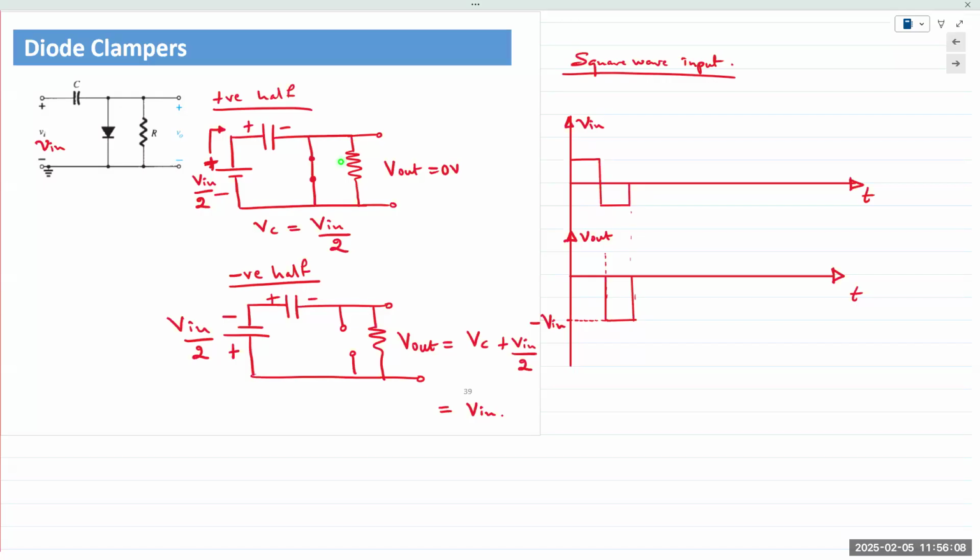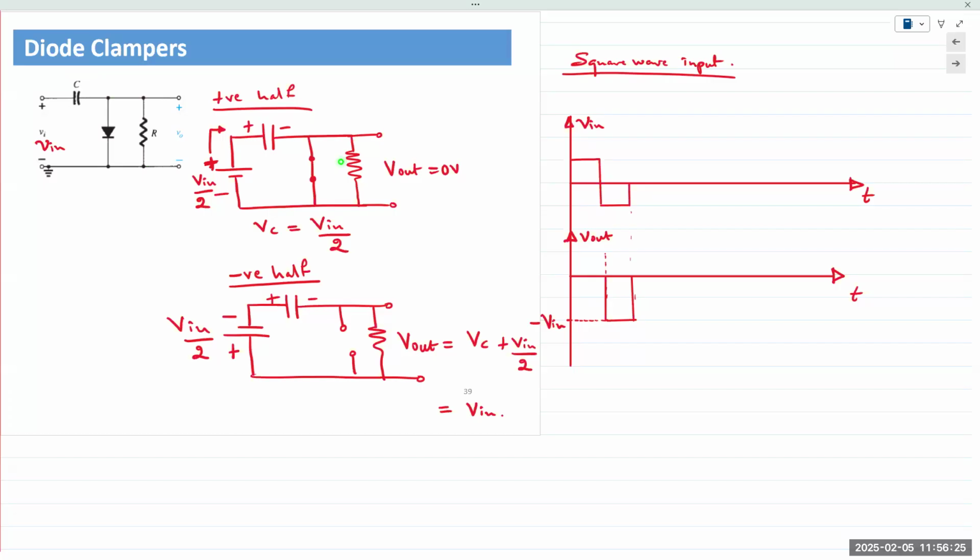So a diode clamper uses a capacitor. Right? It uses the energy storage capability of a capacitor. You have a diode connected across a load resistor in parallel, and you have a capacitor in series.